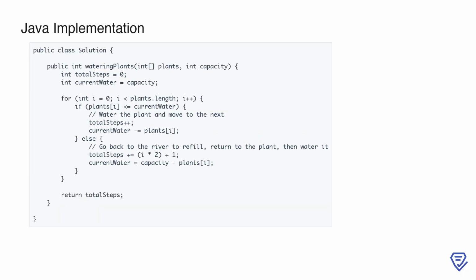This is the Java implementation of the watering plants problem, LeetCode number 2079. The logic mirrors the provided Python solution, with adjustments for Java syntax and conventions such as type declarations and array handling. The method iterates through the plants array, tracking steps required to water each plant. If the current water capacity is insufficient, it simulates a refill trip back to the river before continuing. The solution uses clear variable naming and adheres to Java's concise class structure.